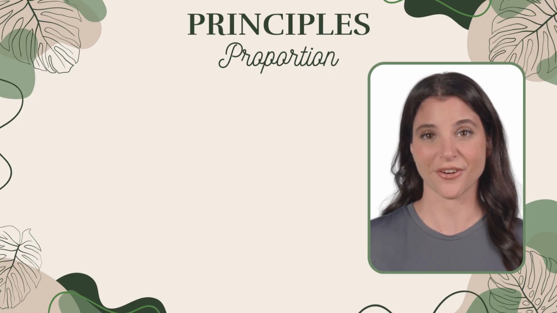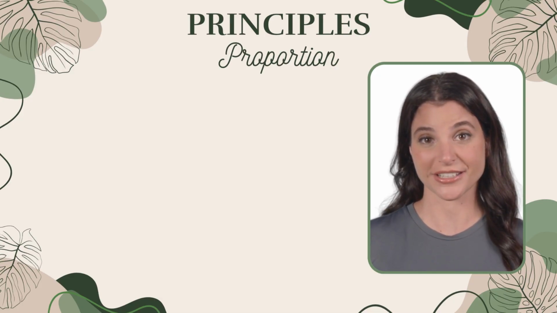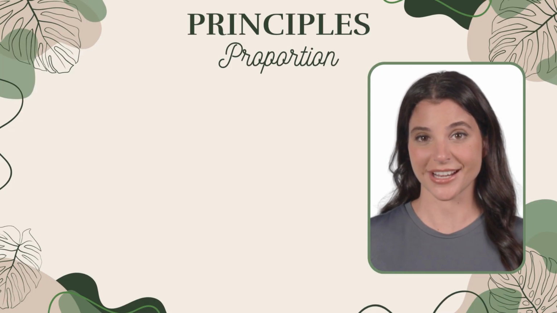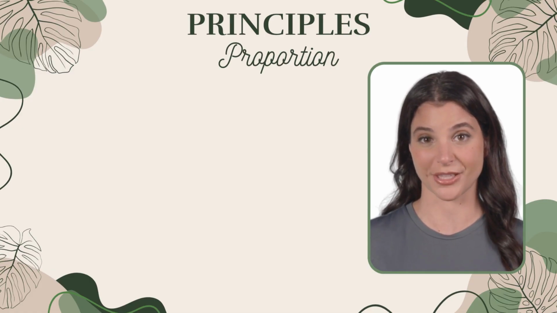To help you remember the 5 principles, use our mnemonic device. Perfect burgers require healthy utensils. P stands for proportion, B stands for balance, R stands for rhythm, H stands for hierarchy, U stands for unity. Let's begin with the first principle.